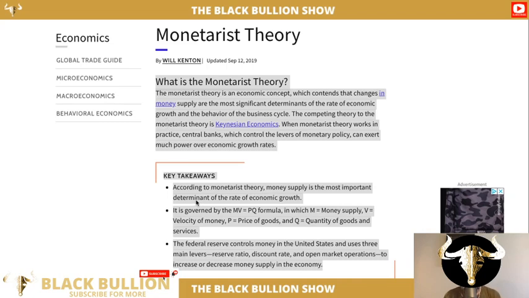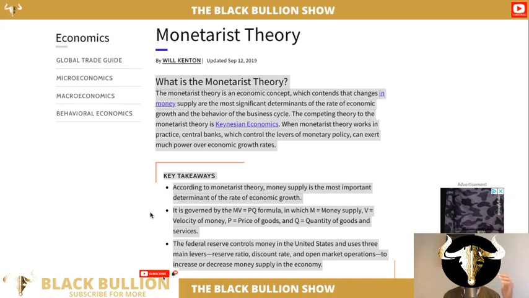I'm just going to read this second bullet point here. It is governed by the MV equals PQ formula, in which M equals money supply, V equals velocity of money, P equals price of goods, and Q equals quantity of goods and services. Okay, so we have that under our belts, right? I know you guys have heard me mention MV equals PQ.